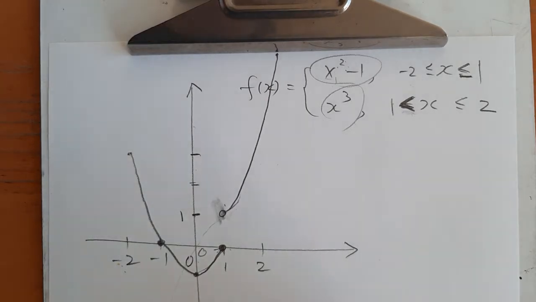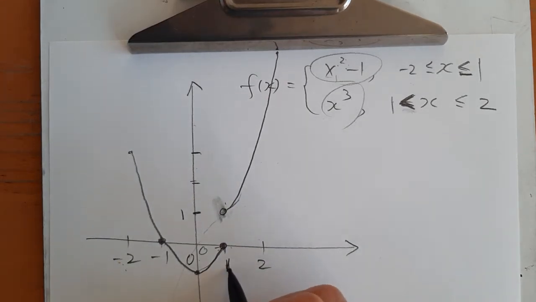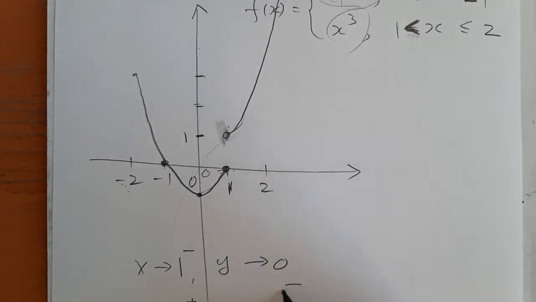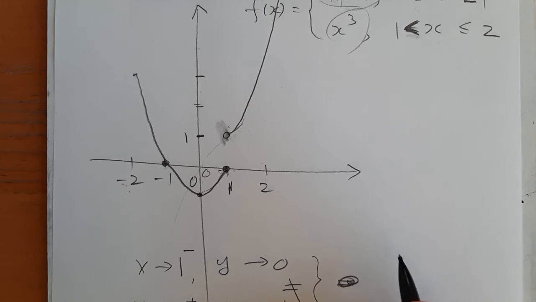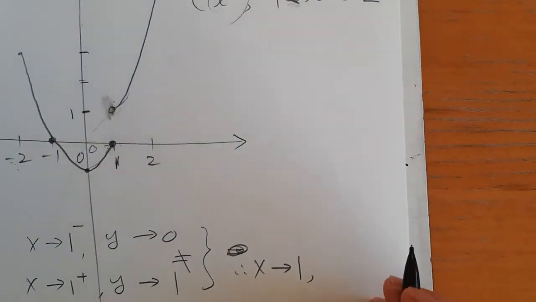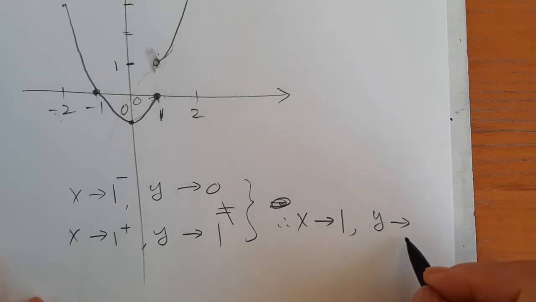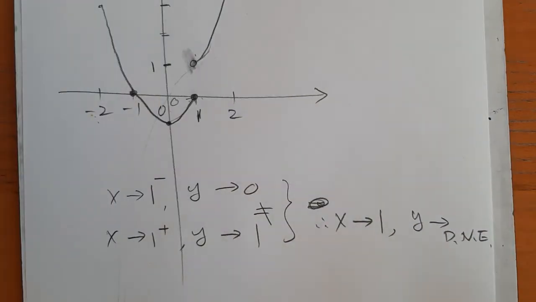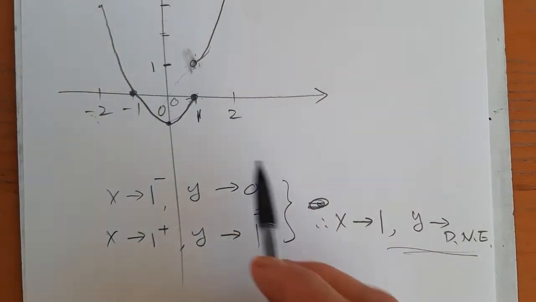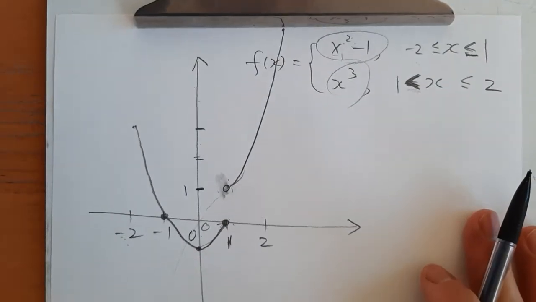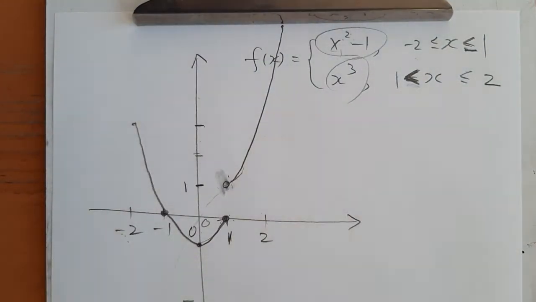So then the limit at 1. Since they are not equal, therefore when x approaches 1, the y approaches what? Does not exist. And since the limit doesn't exist, it's not continuous. You can see the graph is not continuous.